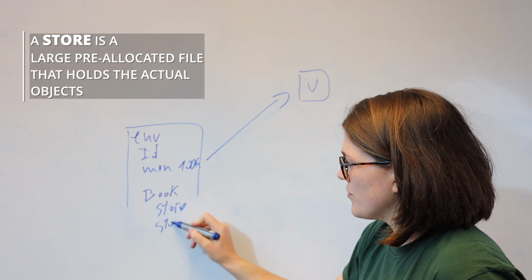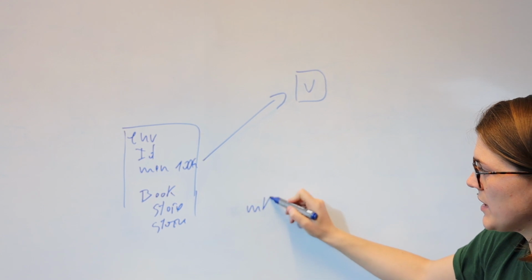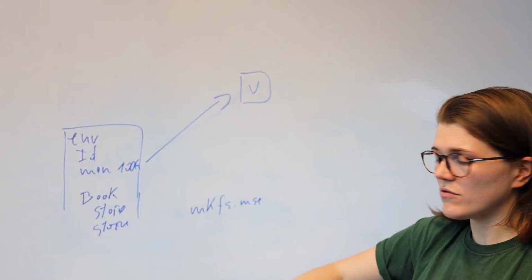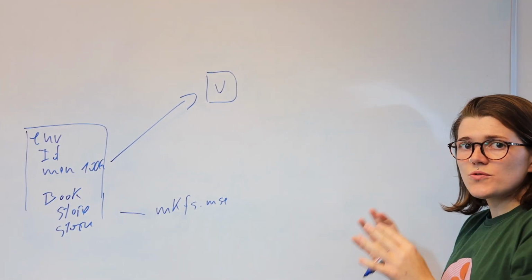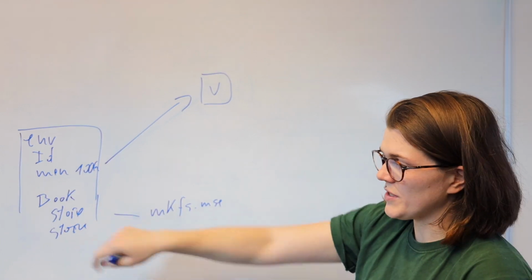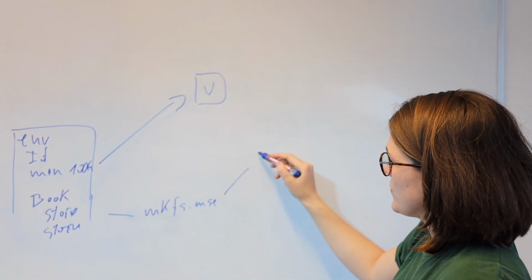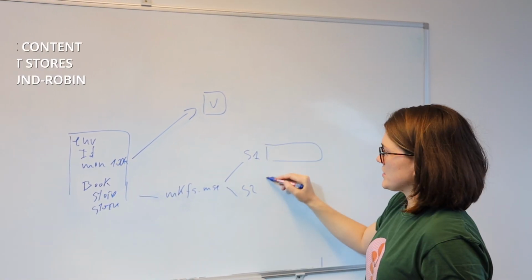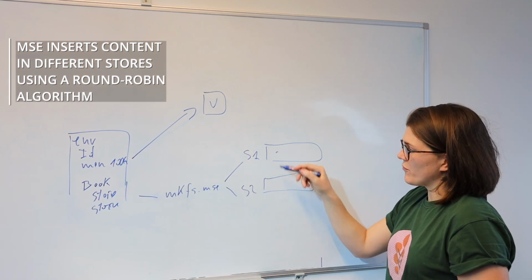In order to glue everything together, we need to run this mkfs.mse command and point at this configuration file. This command will make sure to create, in this situation, two different files. And we're going to create store 1 and store 2. Objects will be inserted on this store using a round-robin fashion.